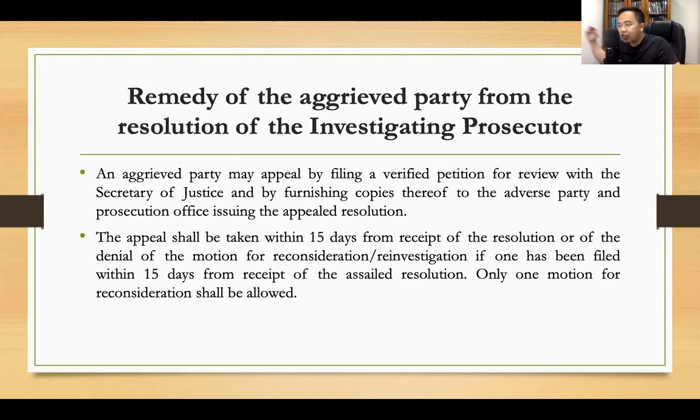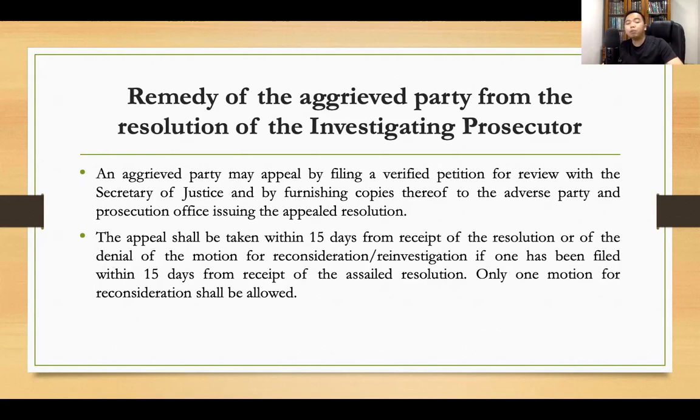And you have to furnish a copy of your petition to the adverse party and the prosecution office whose resolution is being assailed. The appeal shall be taken within 15 days from receipt of the resolution or the denial of the motion for reconsideration or reinvestigation if one has been filed within 15 days from receipt of the assailed resolution. Only one motion for reconsideration is allowed.